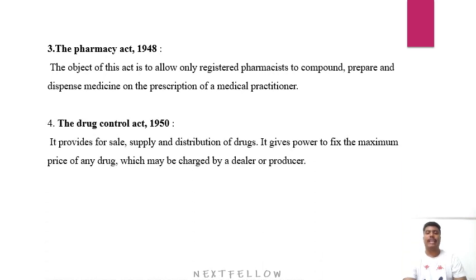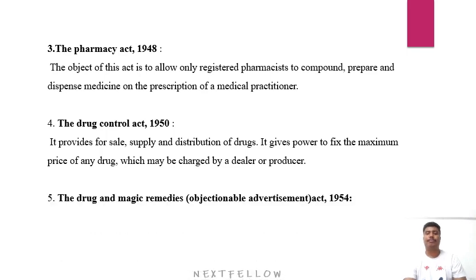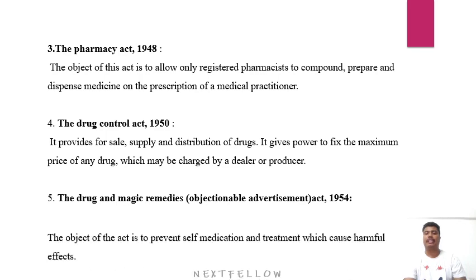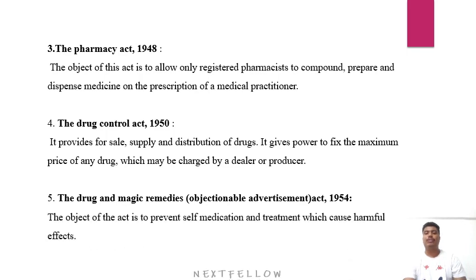The Drugs Control Act 1950. It provides for sale, supply and distribution of drugs. It gives power to fix the maximum price of any drug which may be charged by a dealer or producer. The Drugs and Magic Remedies Objectionable Advertisements Act 1954. The object of this act is to prevent self-medication and treatment which causes harmful effects.